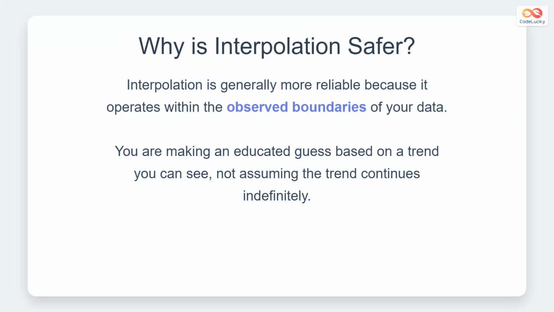The reason interpolation is considered a safer bet is because it's grounded in observation. You are making a prediction within a known start and end point. You are not assuming that a trend will continue forever, which is a common trap when we predict far into the future.